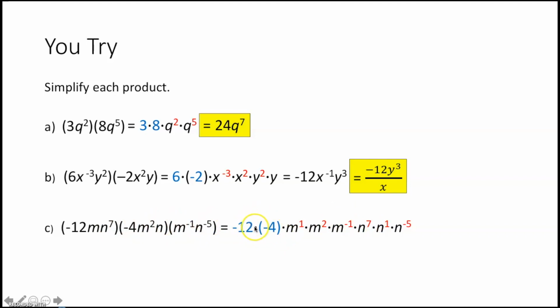So again, out front we have positive 48 because a negative times a negative gives you a positive. Here, if we add the exponents of the m's together, we end up getting 2. And if we add the exponents of the n's together, 7 plus 1 is 8, plus -5 is 3. So this is our answer.